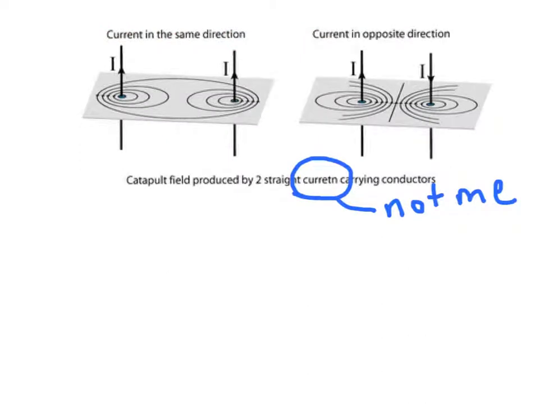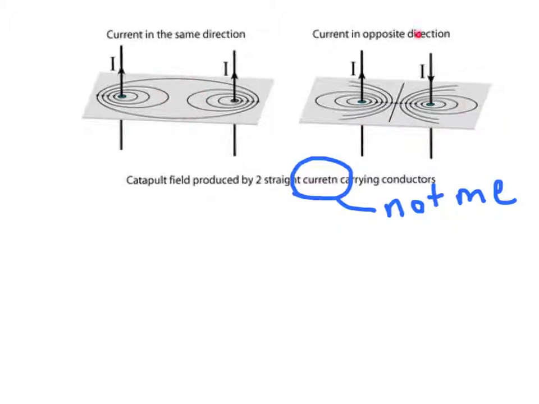Another way to visualize it is to look at the fields that are created by the current carrying wires. And by the way, the typo was not me. I just want to make sure you understand that. So let's look when the currents are going in the same direction. If the currents are going in the same direction, I get magnetic fields that are wrapping around like this. Over here, I get magnetic fields that are also wrapping around like this. So what I have here is these fields are attracted to each other.